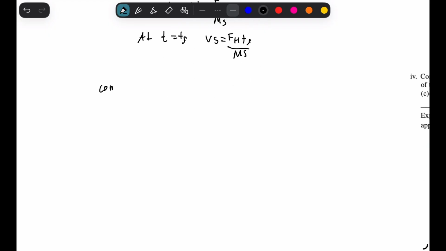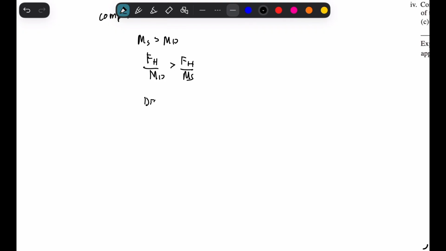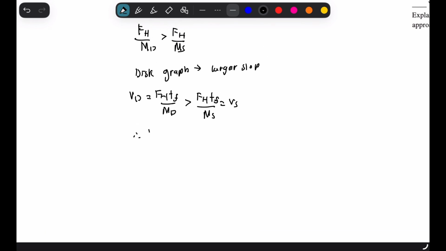Since we know that we have to compare, we know ms was greater than md. So fh over md is greater than fh over ms. So then our disk graph is going to have the larger slope. We also know that vd is vh tf over md, and this is equal to vs. Therefore, the speed of the disk is always going to be greater than the speed of the student for time greater than 0.